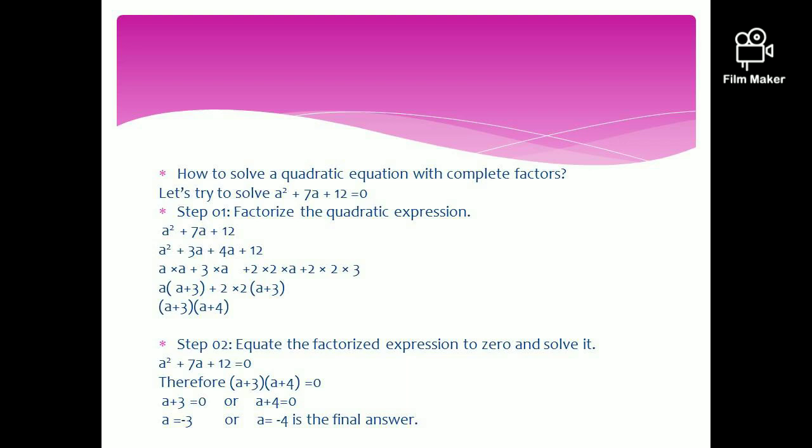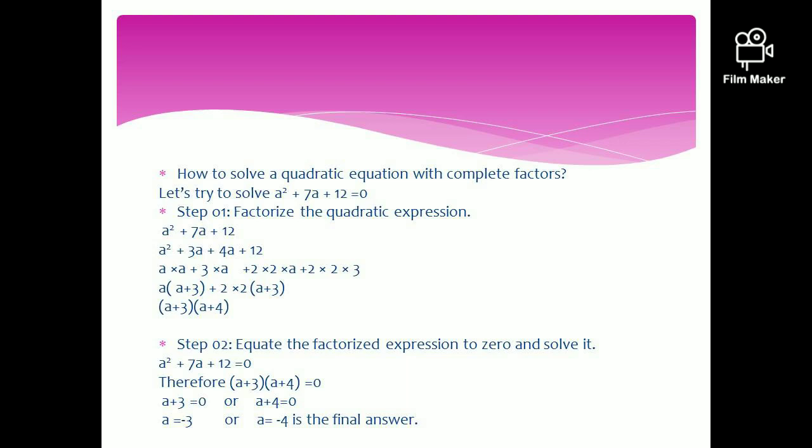From the first two terms, you can see a is common. If you take a out, you will obtain a plus 3. From the second two terms, you can take 2 into 2, that is 4, out. If you take 4 out, the remaining term is a plus 3. Therefore, you can write the expression as a into (a plus 3) plus 2 into 2 times (a plus 3). Now you can see a plus 3 is common further. Therefore, you can write the factorized form as (a plus 3) into (a plus 4).